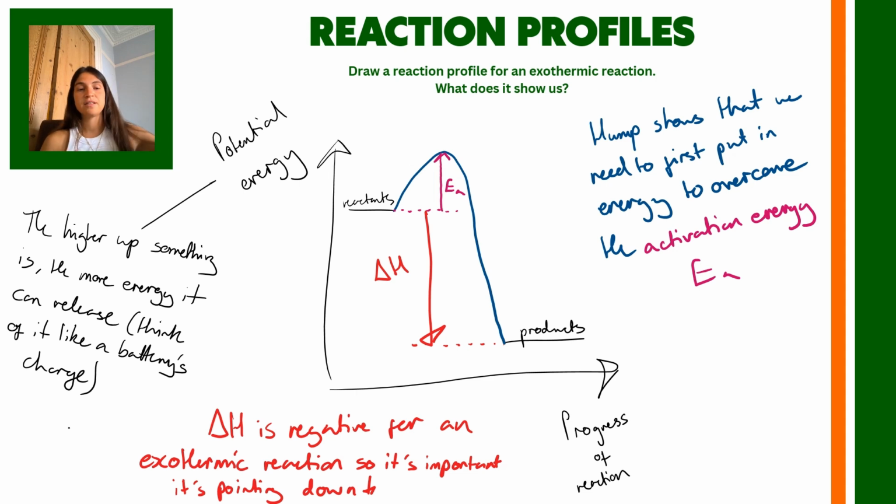Remember, for your endothermic reaction, you have the opposite way round. Your reactants are lower potential energy than your products, and you have this kind of opposite curve for those, and your enthalpy arrow would therefore be going up for that one as well.